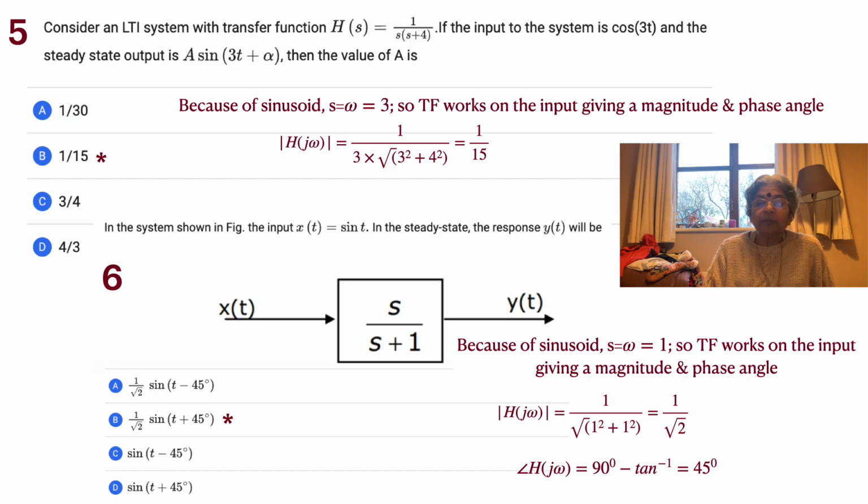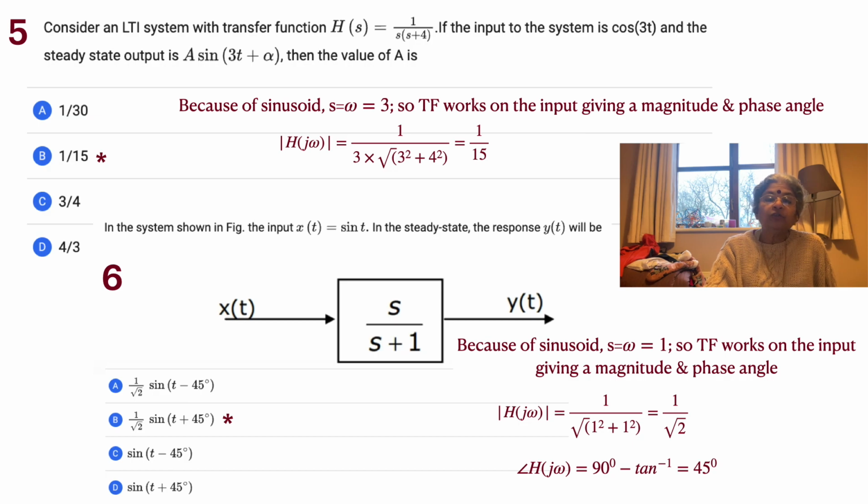And since it's going to be a positive angle, because the numerator is plus j omega, or plus j1, and the denominator is j1 plus 1, so 90 minus 45 is going to give us 45 degrees. So option B is going to be the correct answer.